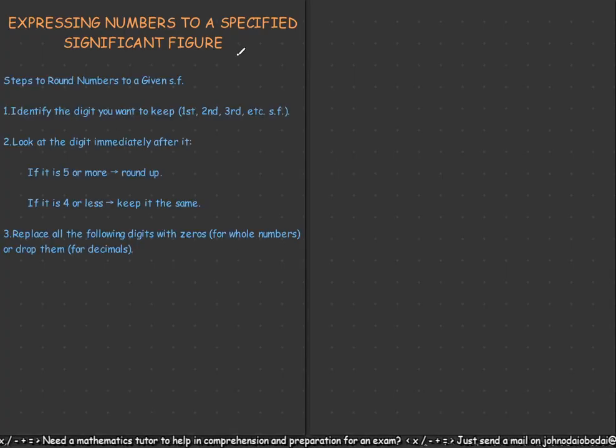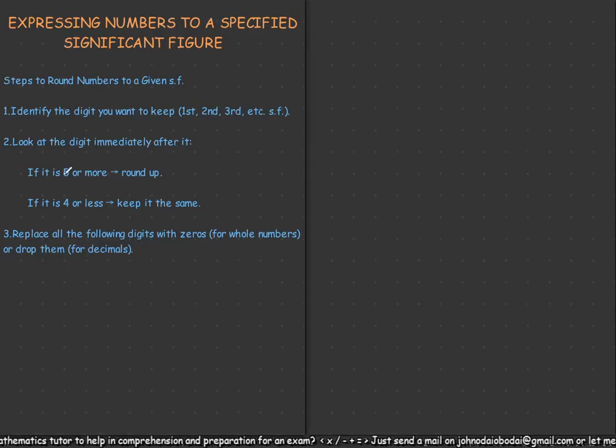So to express a number to a specified significant figure, these are what we need to do. They are just 3 steps, very, very simple and straightforward. So you want to express it as one significant figure, 2, 3, or what have you. First, identify the digit you want to keep. So you've been given the number. Identify, okay, so this is 1, 2, 3. I want to keep these digits, right? So after identifying, then you now look at the digit immediately after it, that is to its right.